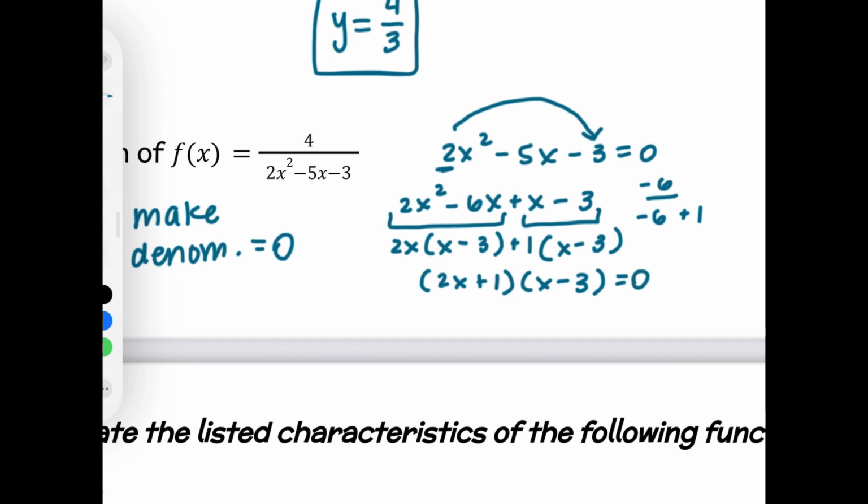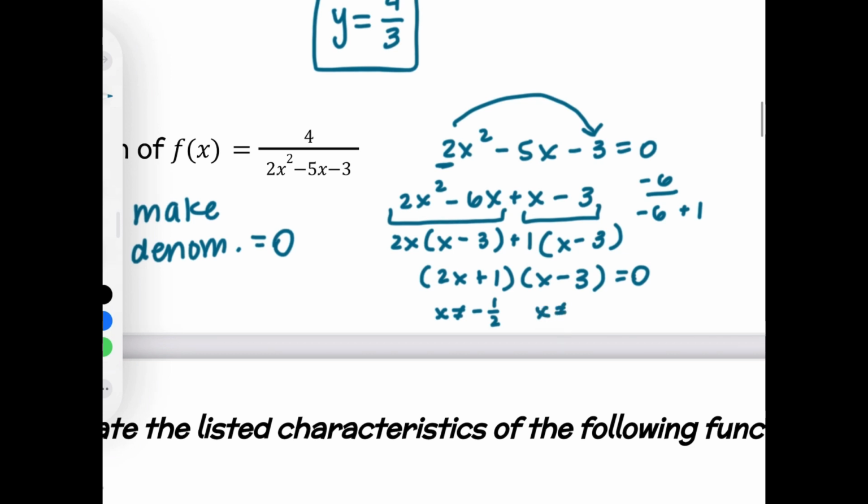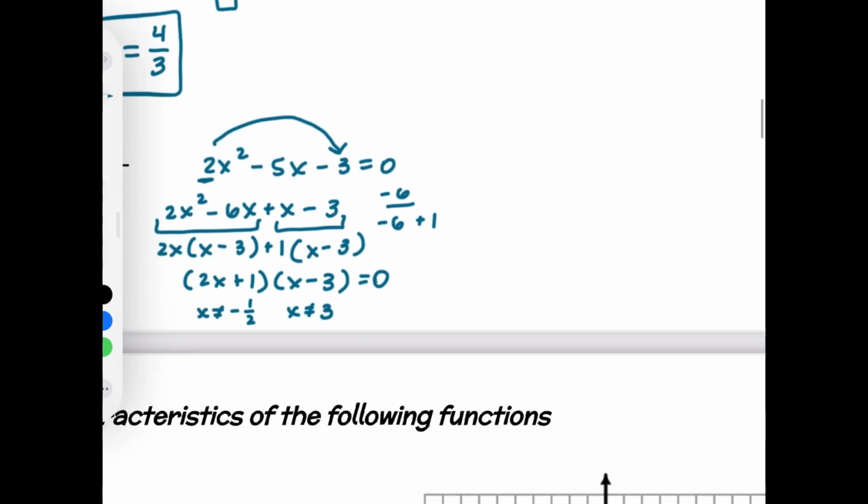So set both of those factors equal to 0, and those are both of the numbers that x can't equal. So we can't have x equaling -1/2, and x can't equal 3. Okay, so whatever x value is going to make the denominator 0 and cause our function to be undefined can't be in the domain.